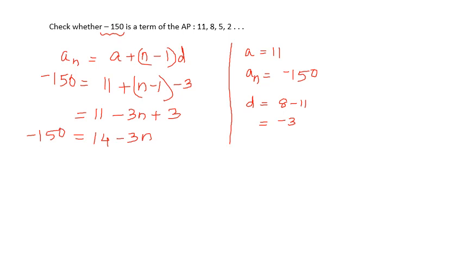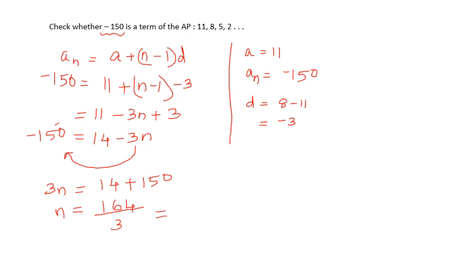Now, how are you going to do it? Minus 3n, let us take it to the other side. What will you get? 3n is equal to, then 150 we are taking to this side. So we get 14 plus 150. What is the answer? 164. Now what is n? n will be 164 divided by 3. Will it go? 1 plus 6 plus 4, 11. Can you divide it by 3 completely?